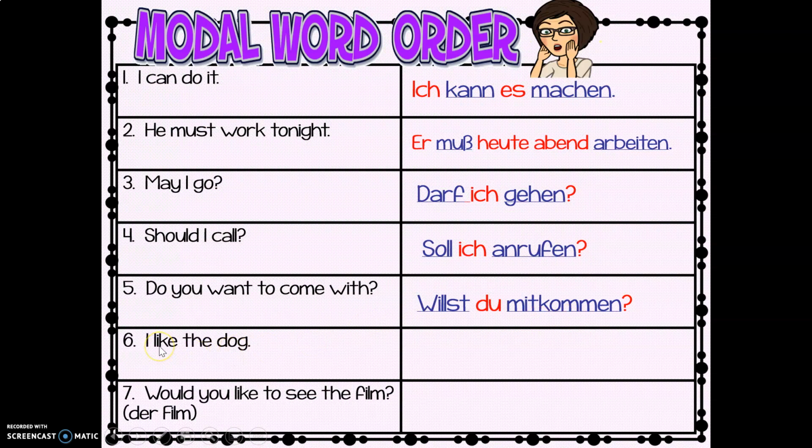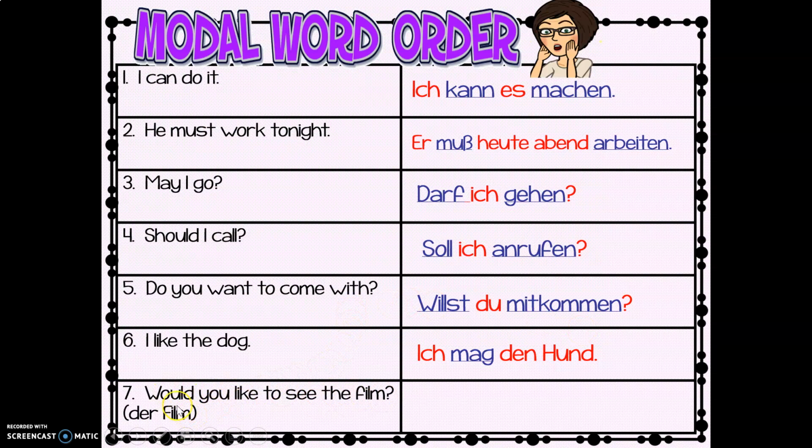This one, mögen, mag, is the one modal that you do not have to have an infinitive verb at the end. I like the dog. Ich mag den Hund. Mag is in the second position. If you like something, ich mag Pizza, ich mag Tacos, you don't need that infinitive at the end. It's the one modal that doesn't require it.